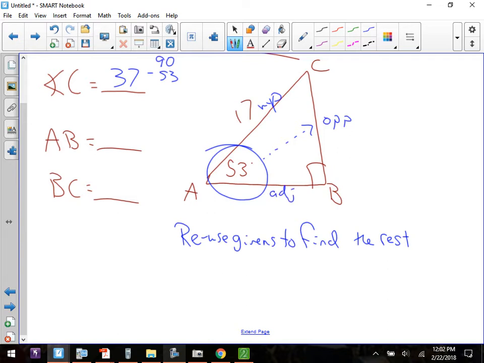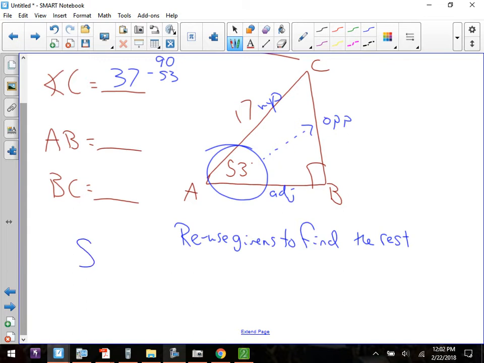According to this diagram, I have to find two parts. I have to find an opposite, and I have to find an adjacent. I know my hypotenuse. So how do I find an opposite if I know my hypotenuse? Correct. What trig function do I use to find an opposite if I know my hypotenuse? Sine. What trig function do I use to find my adjacent if I know my hypotenuse? Cosine. So I'm using two separate trig functions.